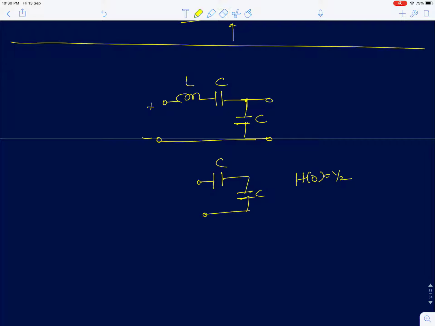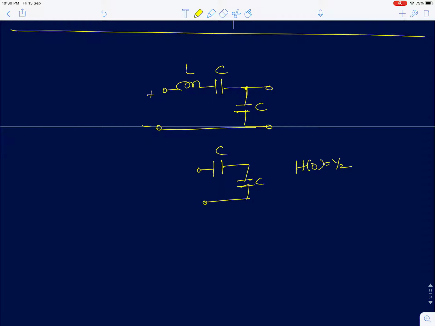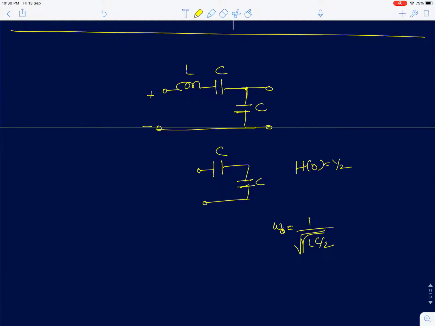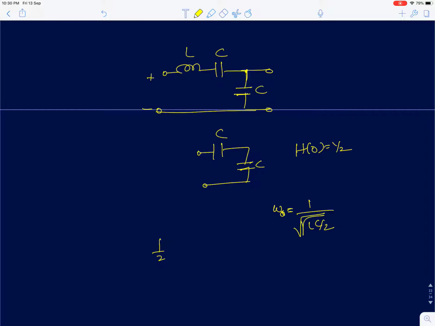Again, there are two capacitors and one inductor, so you can find simply L into C equivalent, which is L into C by 2. So omega naught will be simply 1 by root of LC by 2. There are no zeros in the circuit. I mean, zeros are at infinity, so there is no finite zero. So the transfer function would be half into 1 by 1 plus S square L into C upon 2.